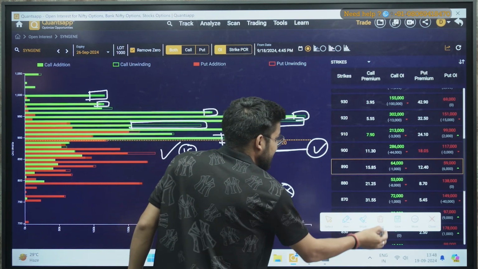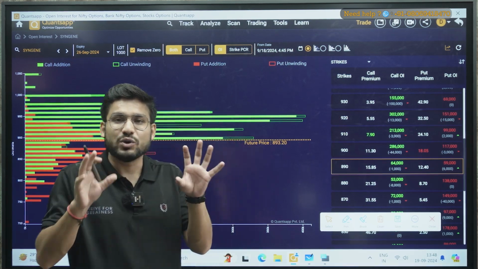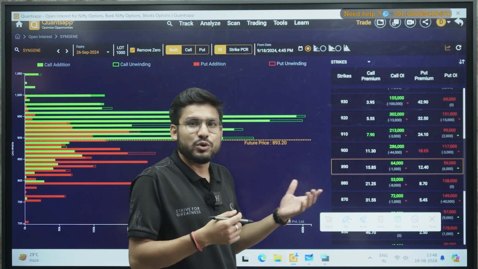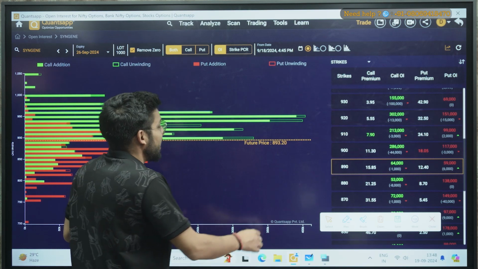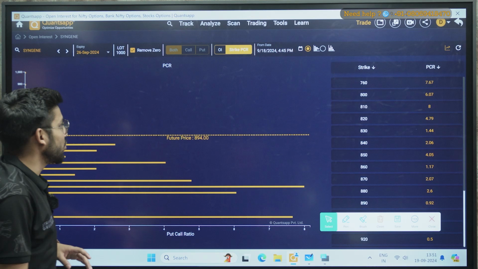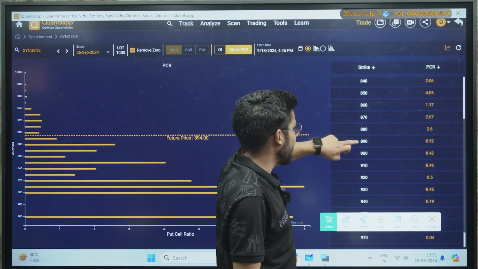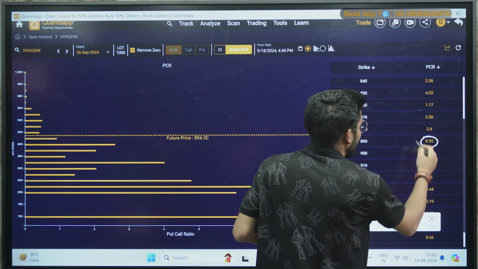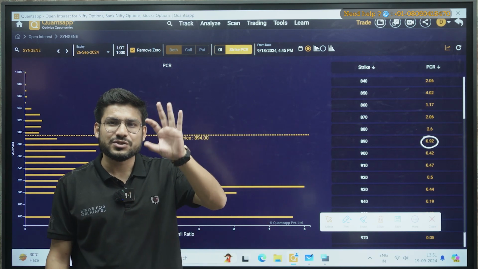I'll analyze the PCR of the particular strike price, right? Because if I'm doing intraday, okay, and if you are going for a positional trade, then you can analyze the overall PCR from the analyze section also. Now there is a section for strike PCR. If I click this, I'll get to know right now my price is 894. So 890, this is it, and you can see right now the PCR is 0.92. It means approximately the buyers and sellers are struggling there.